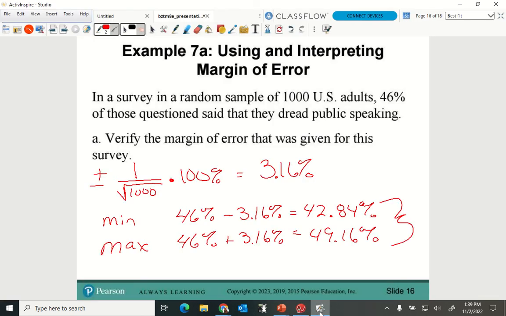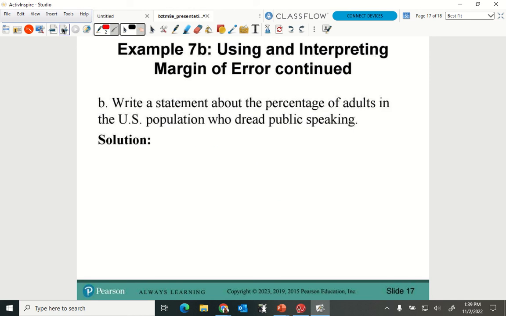Alright. So let's go ahead and take a look at B. Write a statement about the percentage of adults in the U.S. population who dread public speaking.